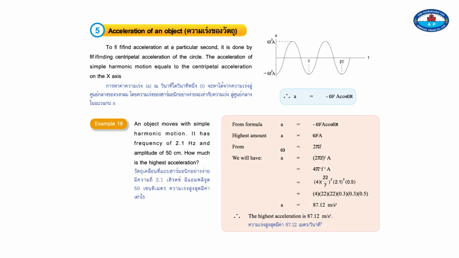Example 18. An object moves with simple harmonic motion. It has a frequency of 2.1 Hz and an amplitude of 50 centimeters. How much is the highest acceleration? The highest acceleration is 87.12 meters per second squared.